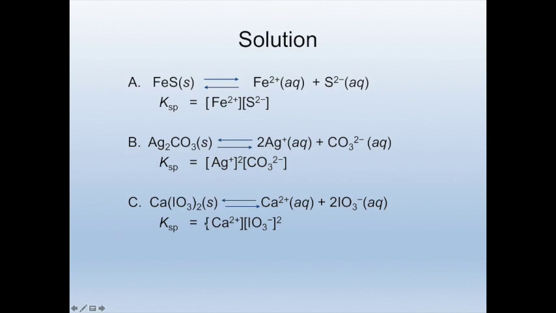And then calcium iodate is 1 calcium ion and 2 iodate ions. So the expression is calcium concentration times iodate concentration squared.